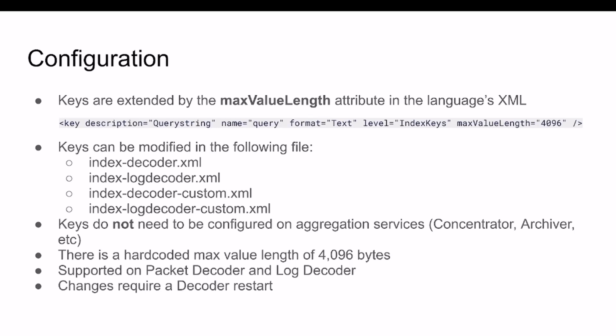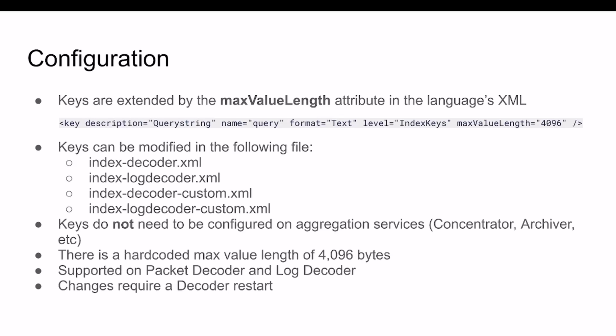So the keys are extended directly in the language. And mind you, this is a per key configuration. You can see here that I have the query meta key, and using this new max value length attribute, I have edited the XML to basically tell Decoder that the meta query can have a maximum length of 4,096 bytes. And if the actual meta value is longer than that, then it will be trimmed at 4,096 bytes, just like today how it is trimmed at 256 bytes.